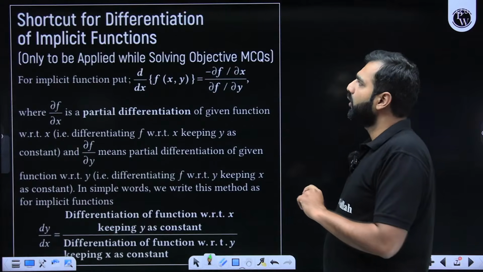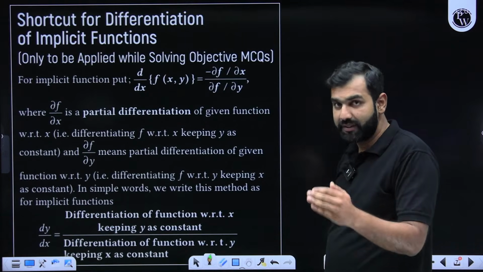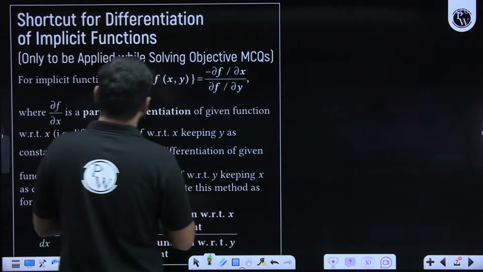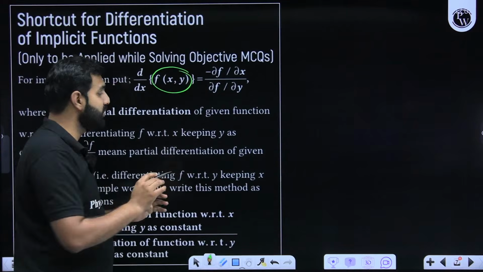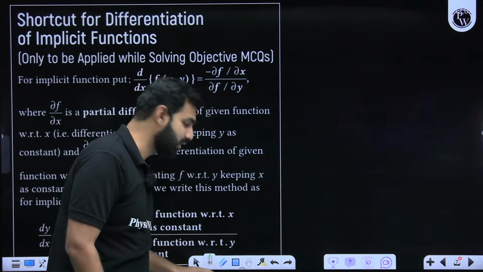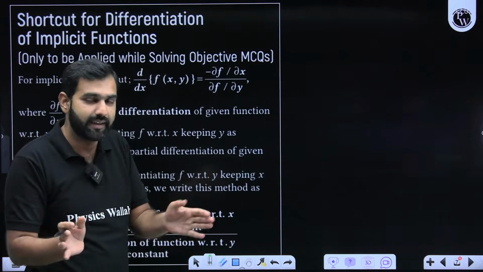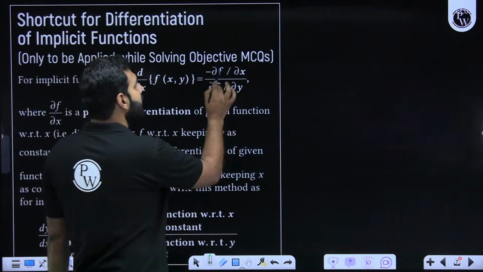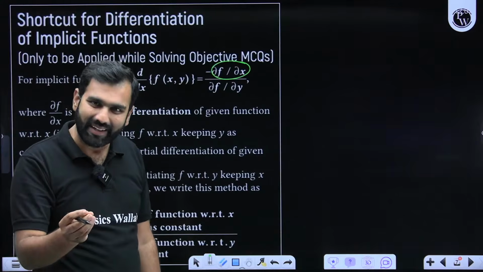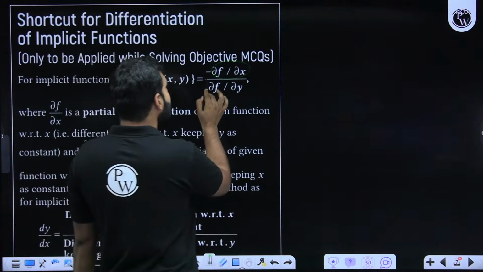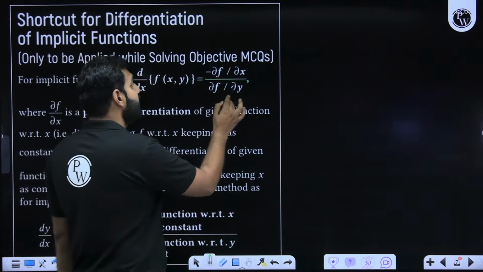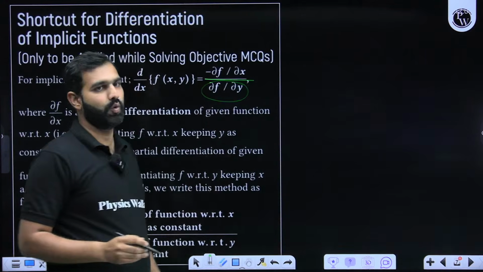Here, I'm talking about the differentiation of implicit functions, and specifically the short technique. The short technique says that for a function which is in x and y both, which means x and y cannot be segregated, you take the partial derivative of that function with respect to x, take the negative of it, and divide by the partial derivative of the same function with respect to y.